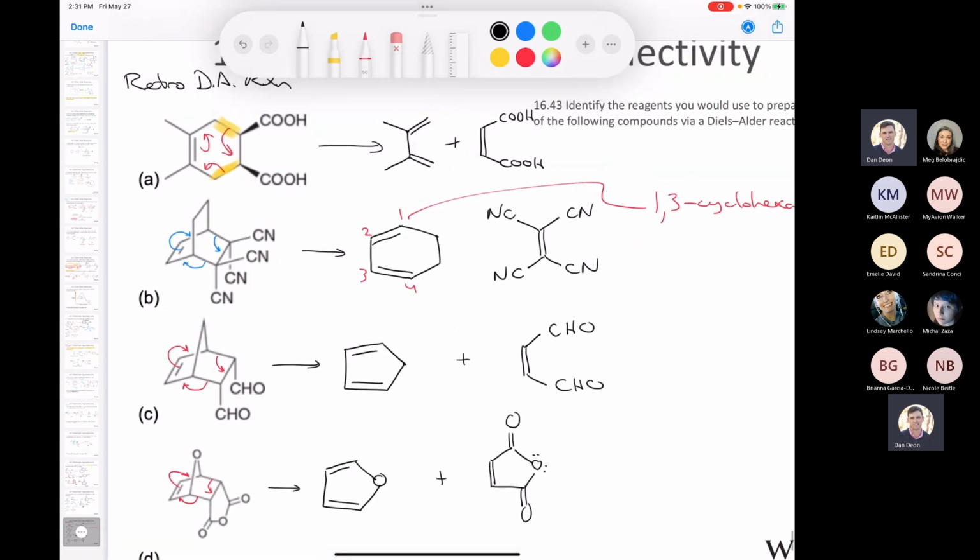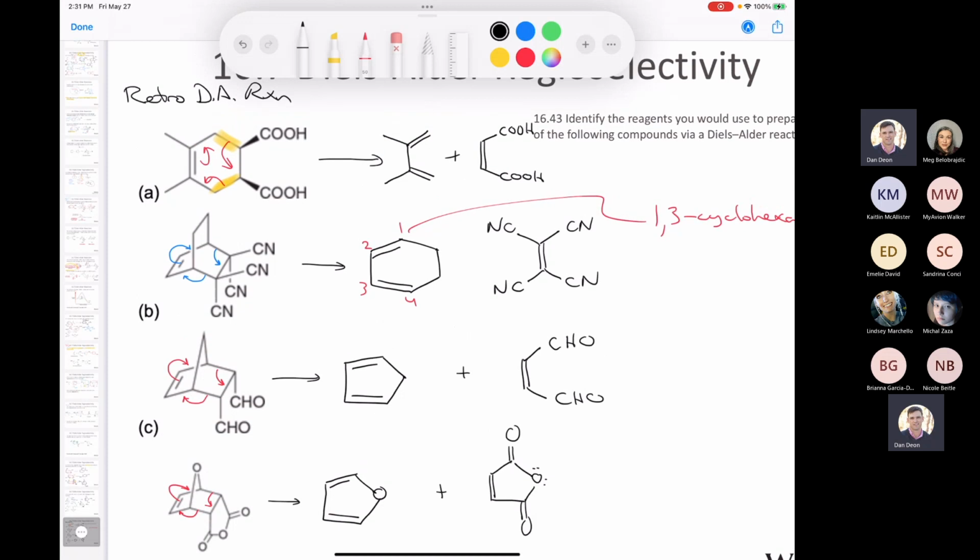Give me a thumbs up if you follow me on how to draw the reactants that you would need to make these products via a Diels-Alder reaction.